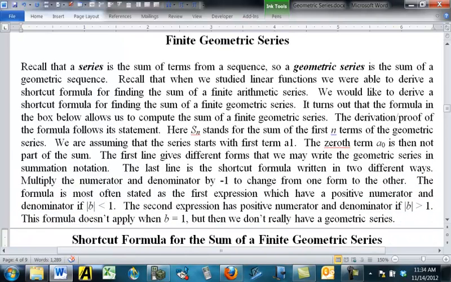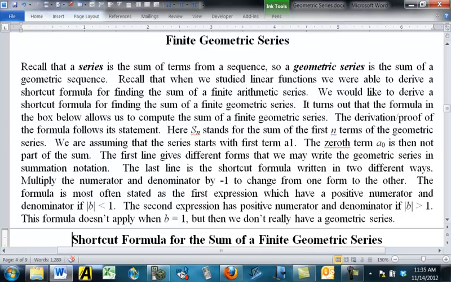Now let's talk about a finite geometric series. So in general, remember that a series is the sum of the terms from a sequence. So a geometric series is the sum of a geometric sequence. So we'll let S sub n stand for the sum of the first n terms. Now recall that when we studied linear functions, we were able to derive a little shortcut formula for finding the sum of a finite arithmetic series. And so we similarly want to do something like that to find the sum for a geometric series.